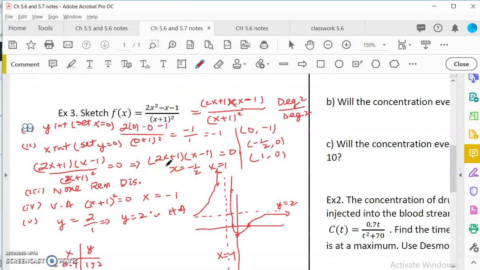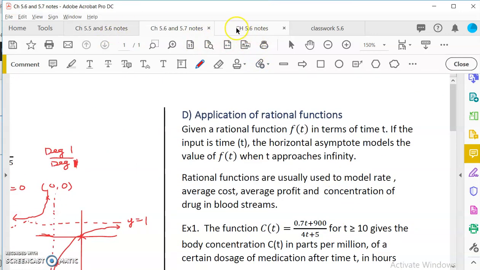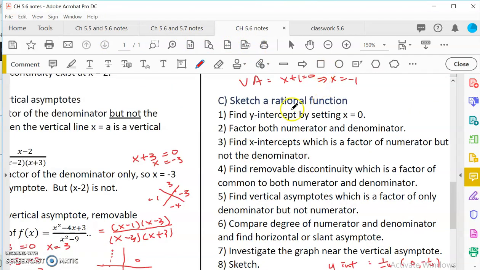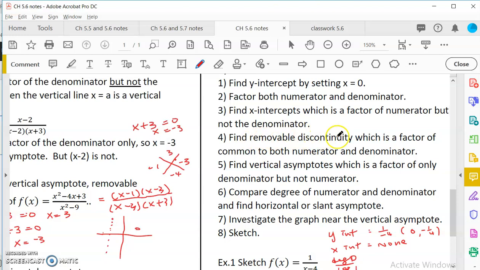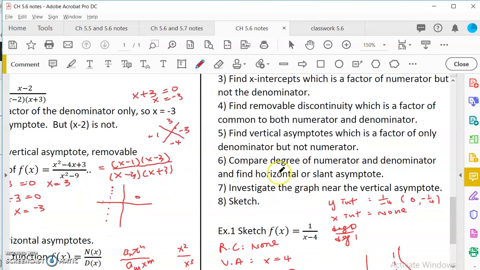So this again, we can review a little bit what we talked about. When you do a rational function, find the y-intercept by just setting x equal to 0, and factor both numerator and denominator, find the x-intercept, and then find the removable discontinuity, which is a factor common to both numerator and denominator. That means when you plug in this number, both the numerator and denominator will be 0, so that would be a removable discontinuity. Then you find the vertical asymptote, which is a factor of only the denominator but not the numerator. So after you cancel stuff, you look at, or actually you don't just cancel, because sometimes even after the cancel, there is some factor that would make the numerator 0. And then you compare the degree to find the horizontal or slant asymptote.